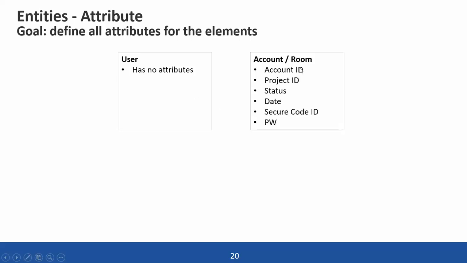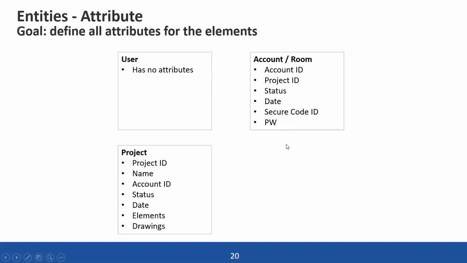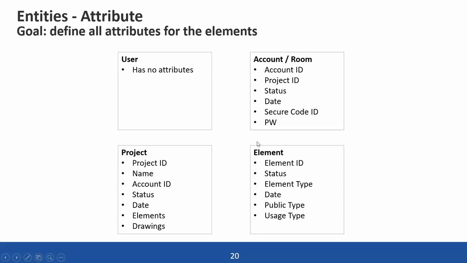So in my example, I don't have any user data, so there are no attributes, but I have account data, room data. Every account has an ID, every account has multiple project IDs, every account has a status like perhaps cancelled, closed, deleted. Every account has a date, secure code, password. Every project has different attributes, and elements have different attributes.